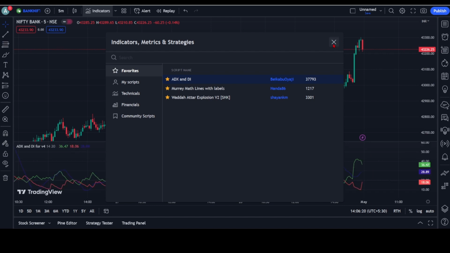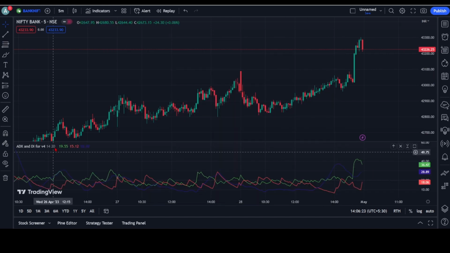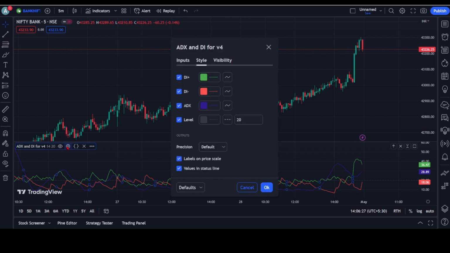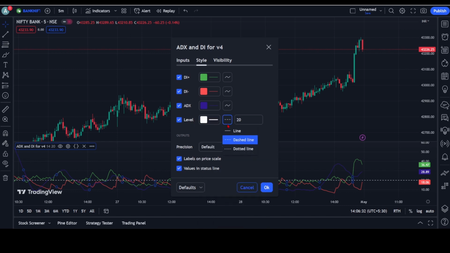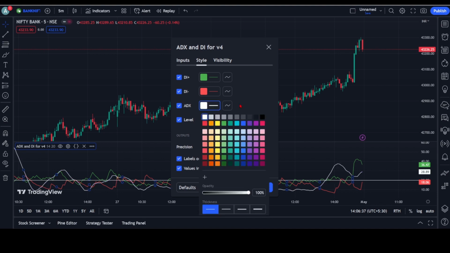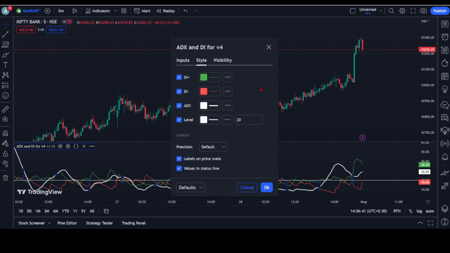Today we will be using the TradingView charting platform and 3 indicators which will help us to trade. You can see the 3 indicators on the screen. Let's first take ADX and change something so it looks prominent. First we change the color of the levels, then change the color of the ADX line to white and a bit thick.